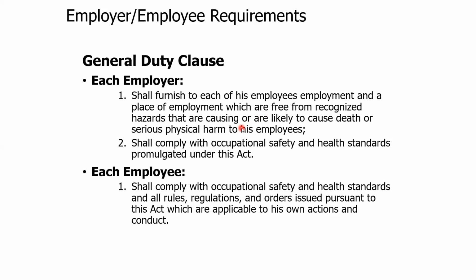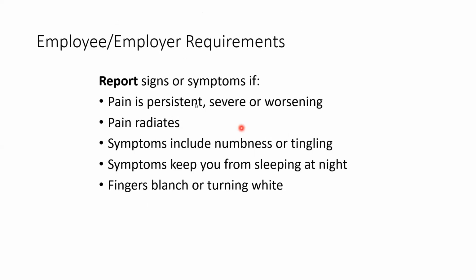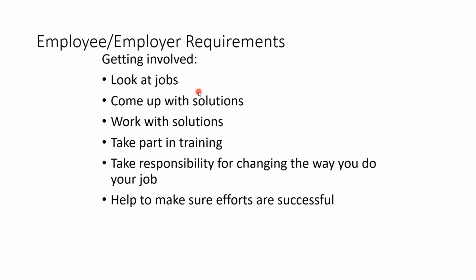Employee, number one, comply with occupational health and safety standards, rules, regulations, and orders. Number two, report signs or symptoms. Number three, look at the job. Number four, come up with solutions. Number five, work with solutions. Number six, take part in training. Number seven, take responsibility for changing the way you do your job. Number eight, help to make sure efforts are successful.